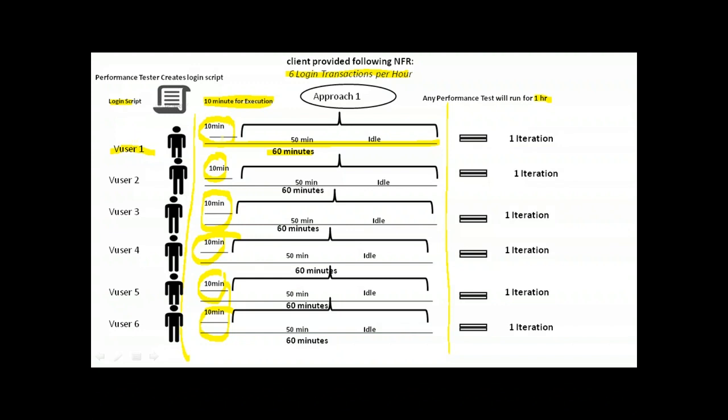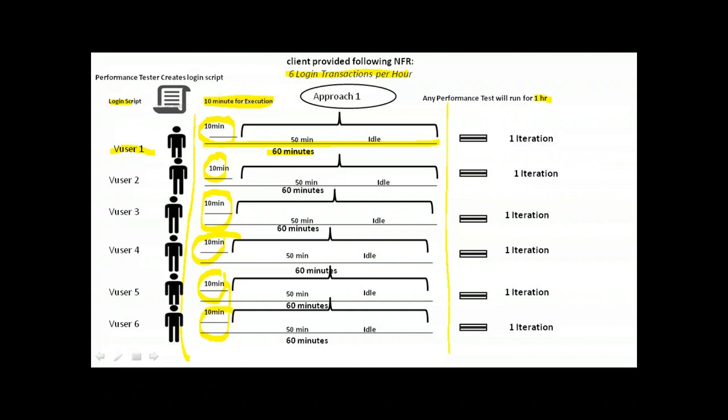Each virtual user has 1 hour. Each virtual user is taking the login script and executing. Totally 6 virtual users are there. So now, how many logins have we accomplished in this 1 hour, guys? Overall, by all the virtual users, how many logins have we accomplished? I want to hear from all of you. 6 logins. What did the client want? 6 logins per 1 hour. Yes, 6 logins we wanted per 1 hour.